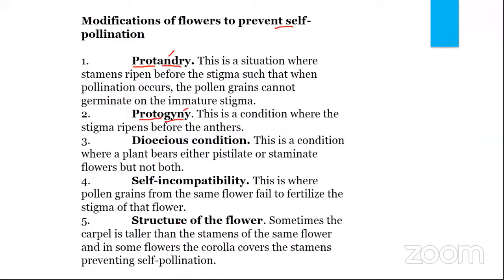Then another last one is the structure of the flower, whereby sometimes the carpel, that is the female part of the flower, is taller than the stamen of the same flower. And in some flowers, the corolla covers the stamens, preventing self-pollination. So this is another way.